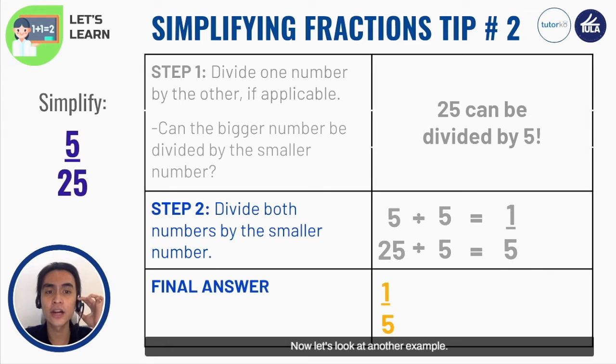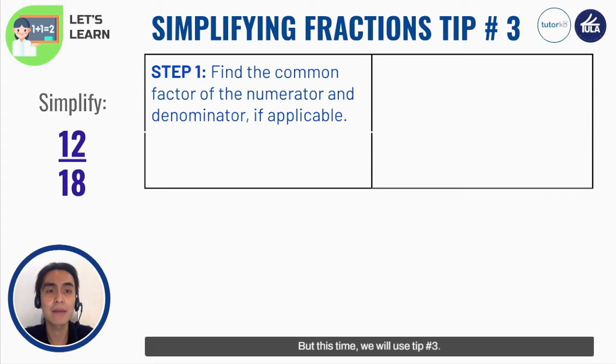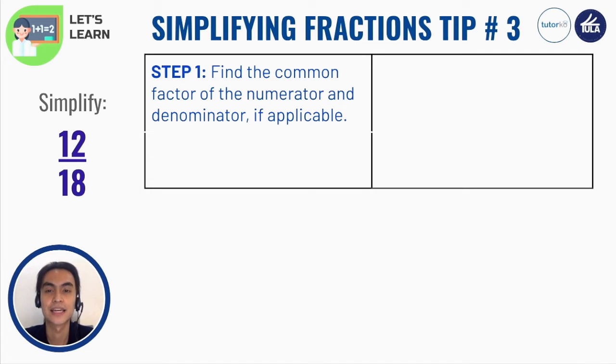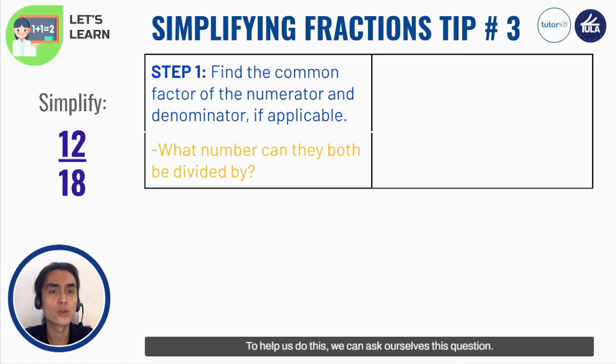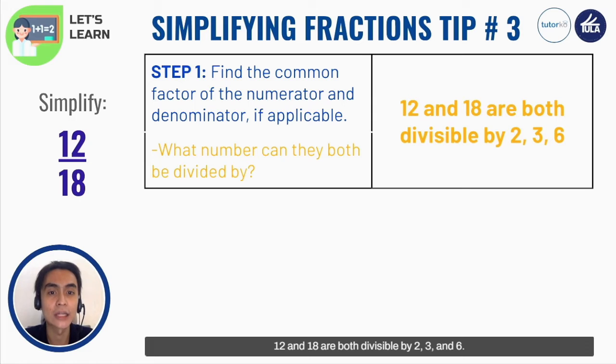Now, let's look at another example. But this time, we will use tip number 3. Our given here is 12/18. Step 1, find the common factor of the numerator and denominator if applicable. To help us do this, we can ask ourselves this question. What number can they both be divided by? 12 and 18 are both divisible by 2, 3, and 6.